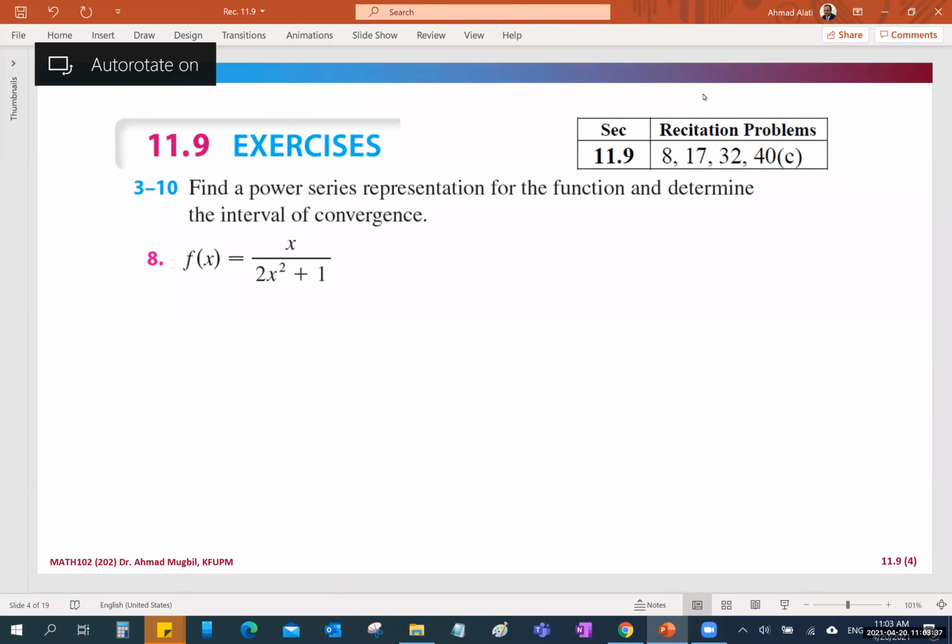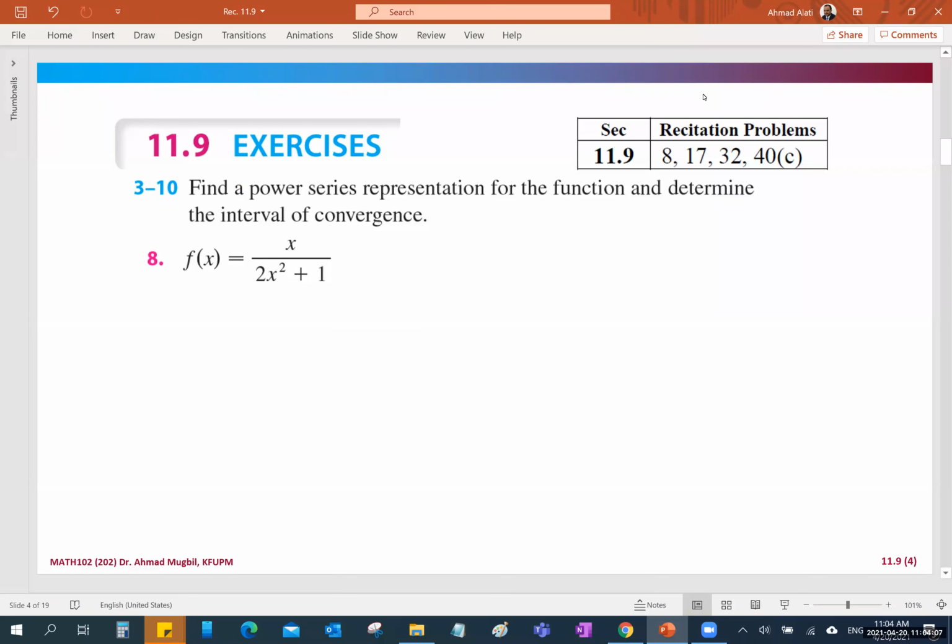Think about this one, Shabab, for 1 minute, how to solve this. The question is to find a power series. As I told you, it is not unique. You may have several, but usually we will try to get the standard one, centered at 0, similar to question number 1. So we need to find the power series representation for this function, and then determine the interval of convergence.